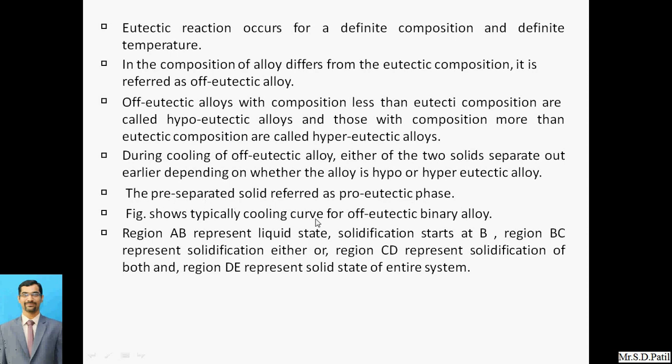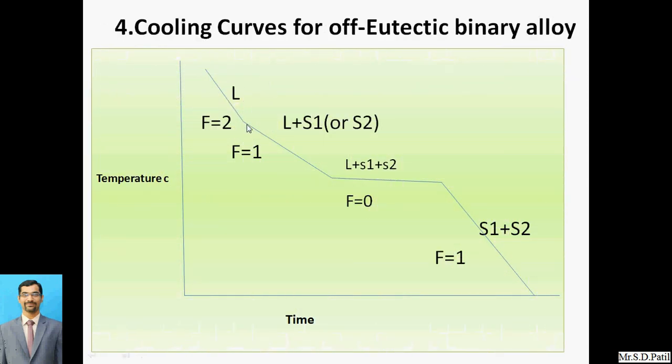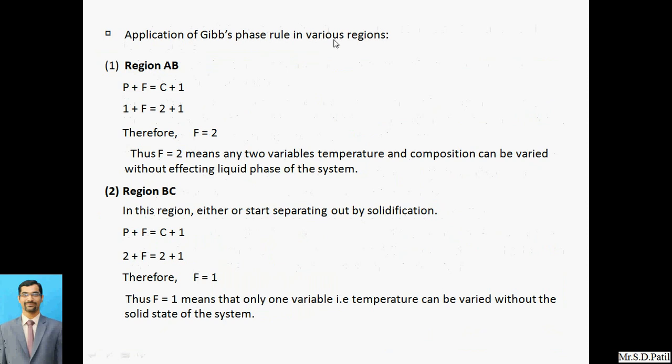Now the figure shows a typical cooling curve for the off-eutectic binary alloy. This particular region A to B represents the liquid state. The solid state starts at B. Region B to C represents the solidification of either, in the sense of any one solid. Then the region CD represents the solidification of both, that is both the solid states, and the region DE represents the solid state of the entire system. So that is A to B, B to C, C to D, and D to E. Okay. Now how is the Gibbs phase rule implemented?